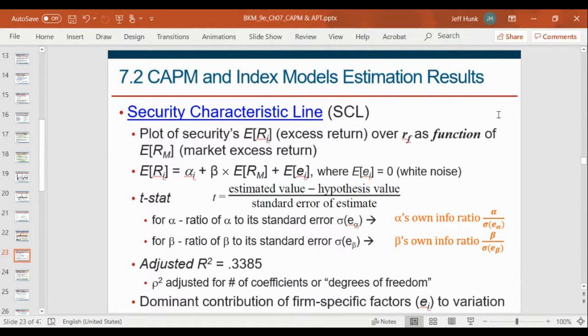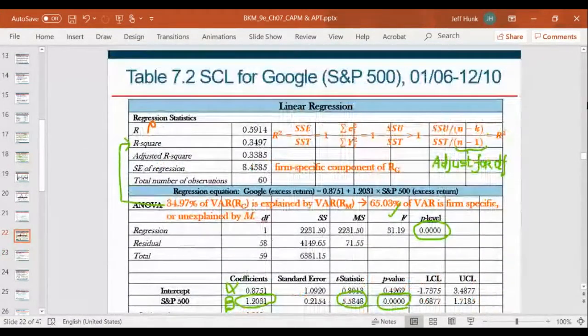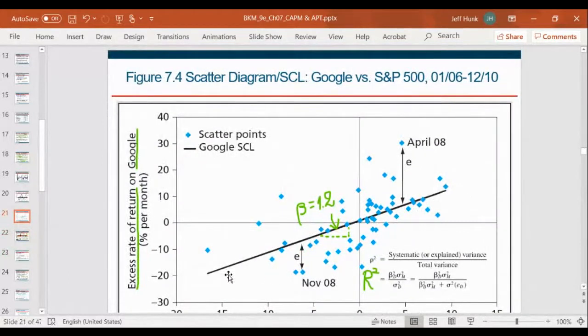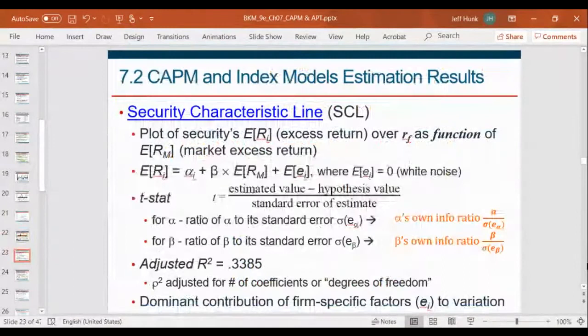So just like that, if the stock is priced exactly, then this is not the security market line, but the security characteristic line, but it's the same idea, same concept. The regression line will pass exactly through the origin, right? Zero. So there will be no alpha, right? Alpha will be zero.